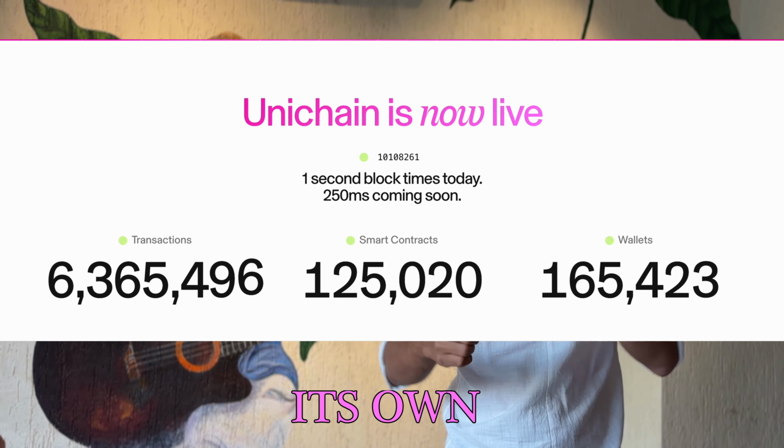Uniswap has just launched its own layer 2 blockchain. It's called Unichain. In this video, let's break down why you should care about Unichain.